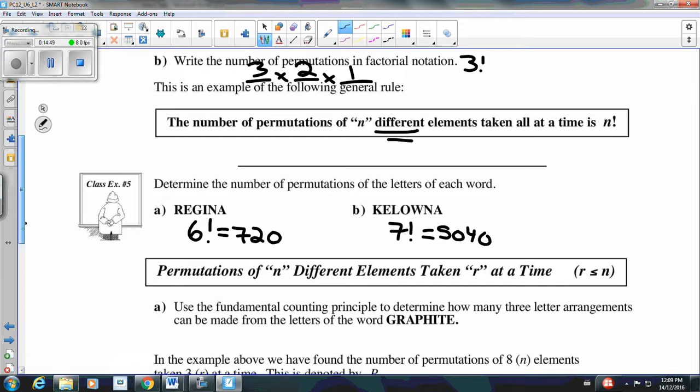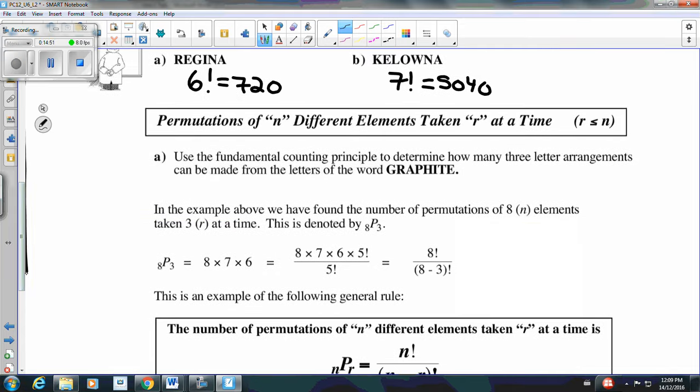Permutations of n different elements taken r at a time. Use the fundamental counting principle to determine how many three-letter arrangements can be made from the letters in the word graphite. So here I'm only making three-letter arrangements from a total of 8 letters. So I'm going to go the fundamental counting principle. I have 8 choices for the first one, 7 choices for the second one, and 6 for the last one. So I have 336 choices.